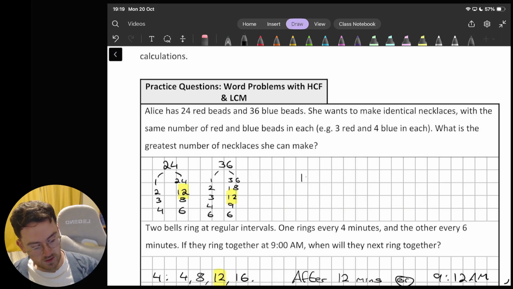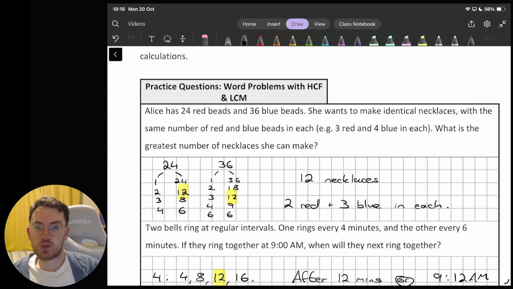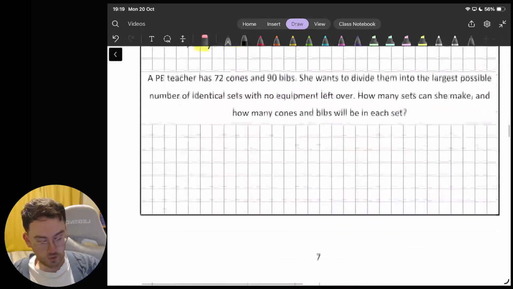So the idea here is, if we're going to use up all the beads, then we could make 12 full necklaces and have no beads left over. And that would mean us having 2 red and 3 blue beads in each. That would be a way that we could use up all the beads that we have. We'll look at one more example like that.